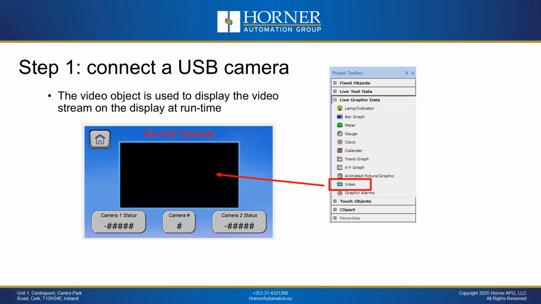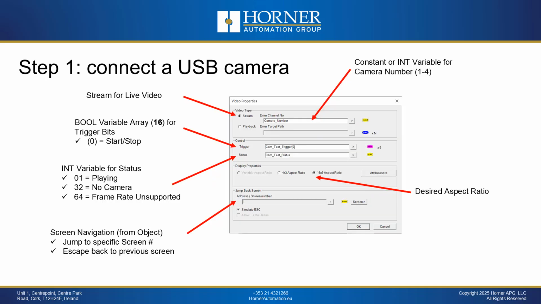But inside that project toolbox, when you're editing a screen, is the live graphics data area in the toolbox, and there is a video object. You click on that video object, and then you can drag and size a screen where video will be displayed in real time at runtime, and then you have the ability to configure that dialog box. Displayed on the screen are the configuration options available for the video object.